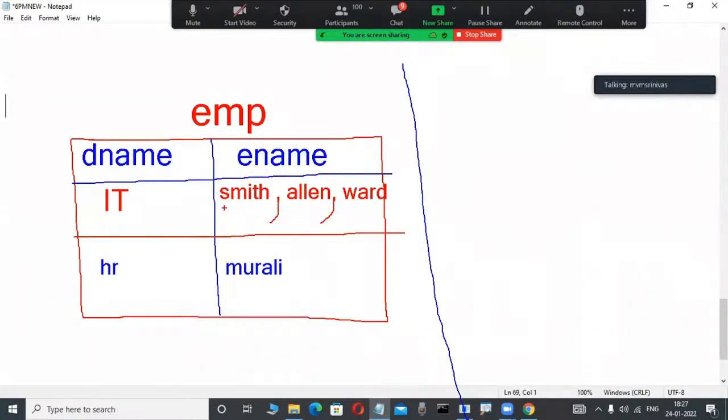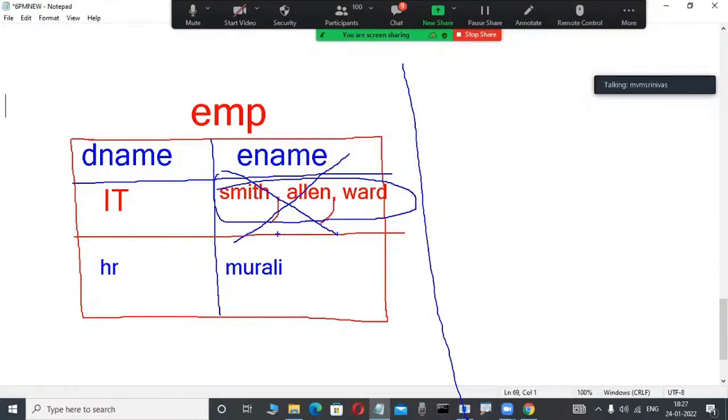For example, here is the problem. Smith, Allen, Ward are represented in the format of comma, comma, comma. It won't work. This cell is not working. Why? Because now multiple data is represented in each cell, so only a single value is allowed. This is a rule in relational data model products.